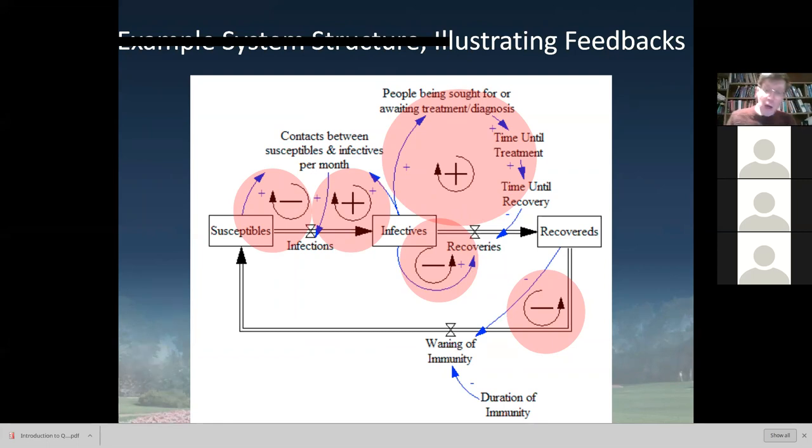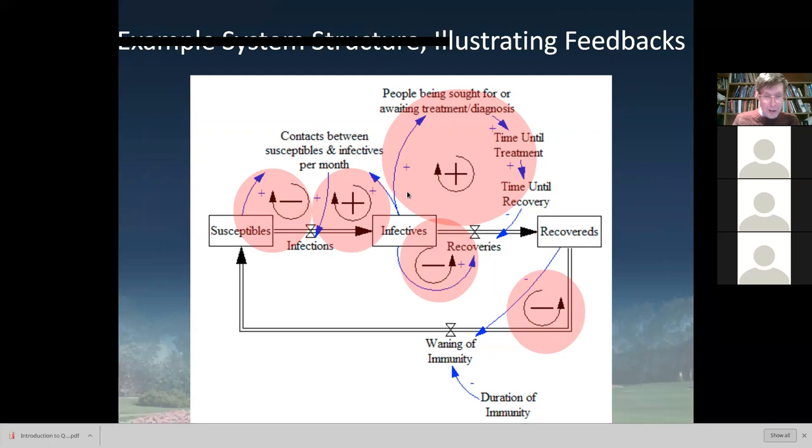So for every outflow, there's a negative feedback when that outflow depends, as is most common, on the value of the stock which it drains, the stock whence it comes. By contrast, there's some positive feedbacks in this diagram.